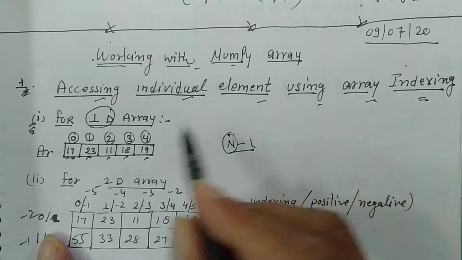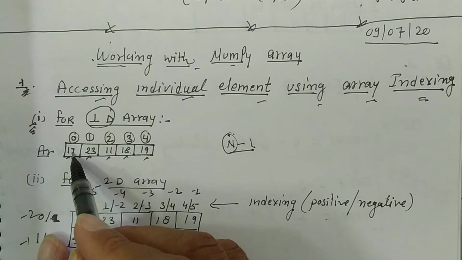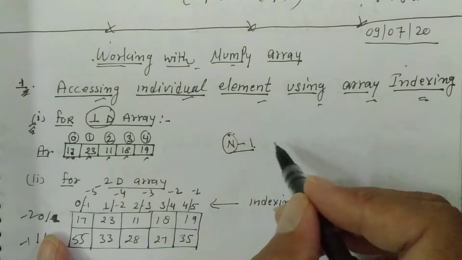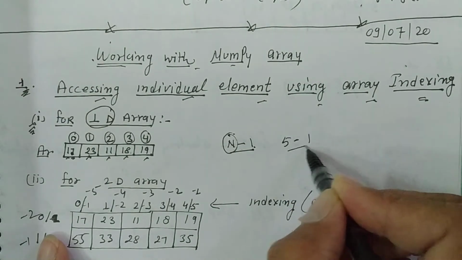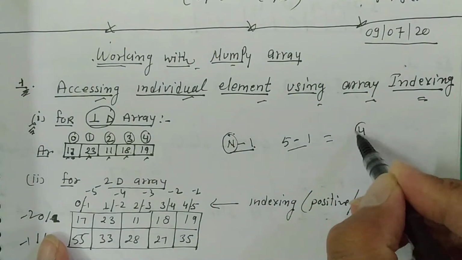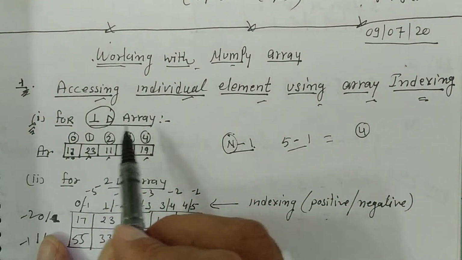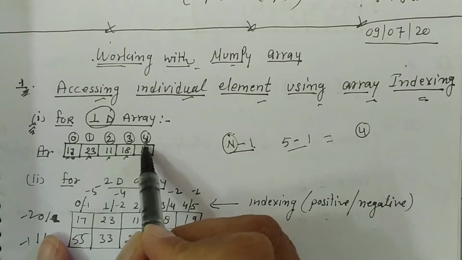You know that the index always runs to n minus 1, where n means the number of elements. You can see that here the number of elements is 1, 2, 3, 4, 5. So 5 minus 1 equals 4. The last index will be 4, and you can see that here. Last index is 4.